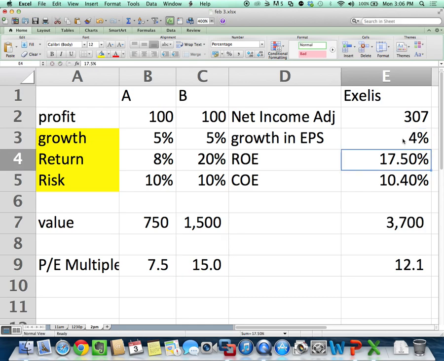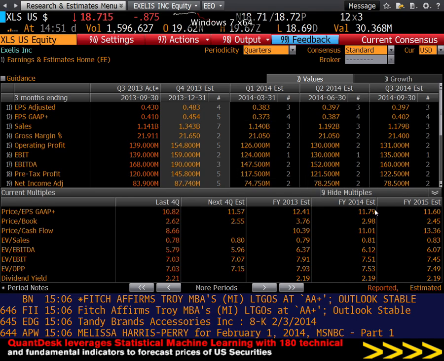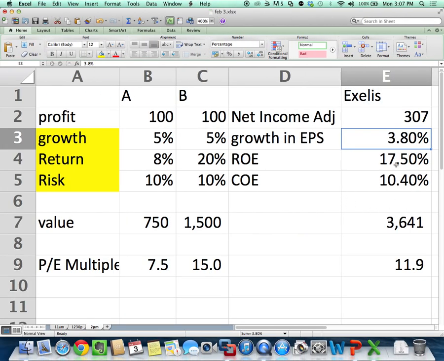4%. 3.8%. And what was I trying to get to? A PE of around 11.8. So 3.7. 3.6 something, somewhere in that range. So there you go. As I said, what we're talking about here is not too different than what you're seeing playing out in the real world.